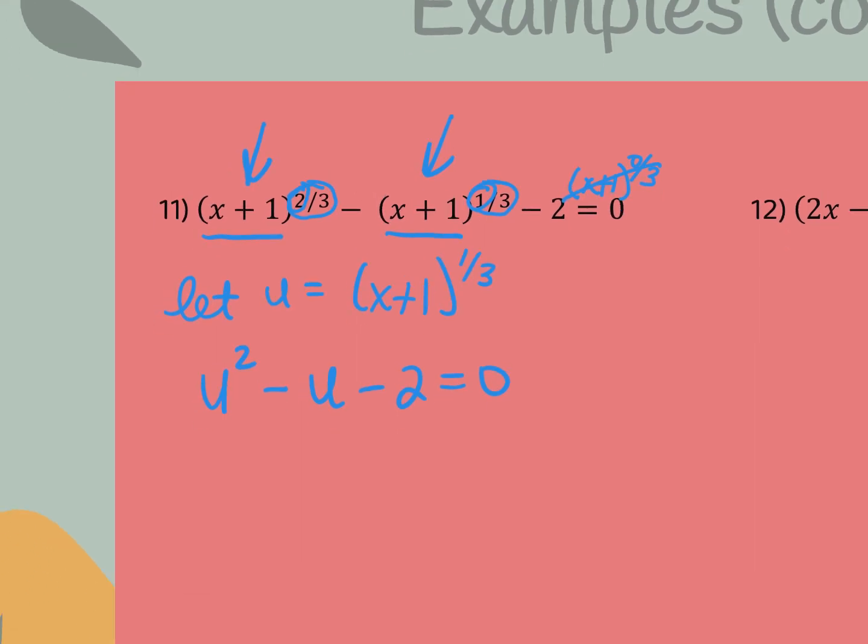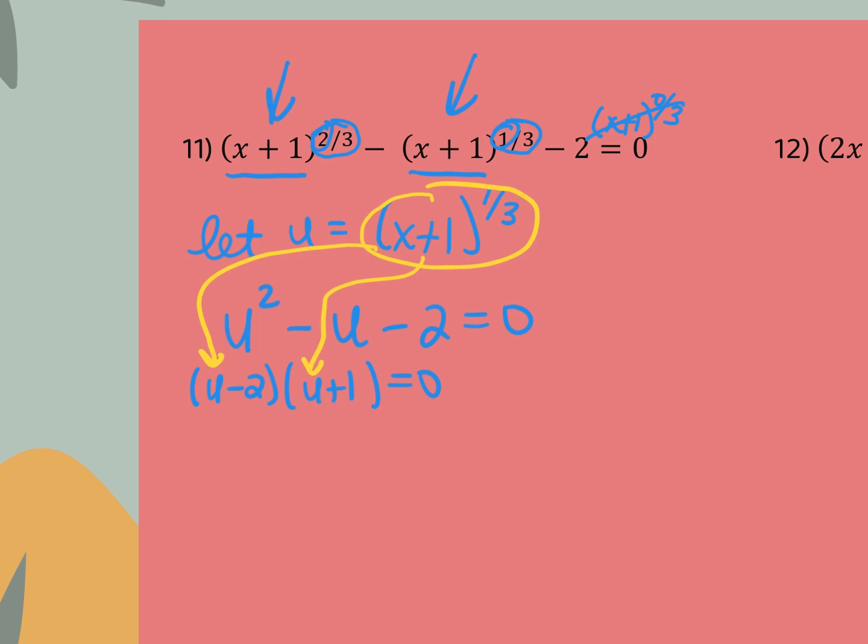So what are the factors of -2 that multiply to give me -2 and add to give me -1? That's going to be u minus 2 and u plus 1 equals 0. And now we're going to solve. How do we solve? Well, what we said u was equal to, we're now going to plug into our factored equation. So I have two new equations to write. I'm going to replace u with x plus 1 to the 1/3 power minus 2 equals 0. Now I'm going to replace this u with x plus 1 to the 1/3 power plus 1 equals 0. And we're going to solve.